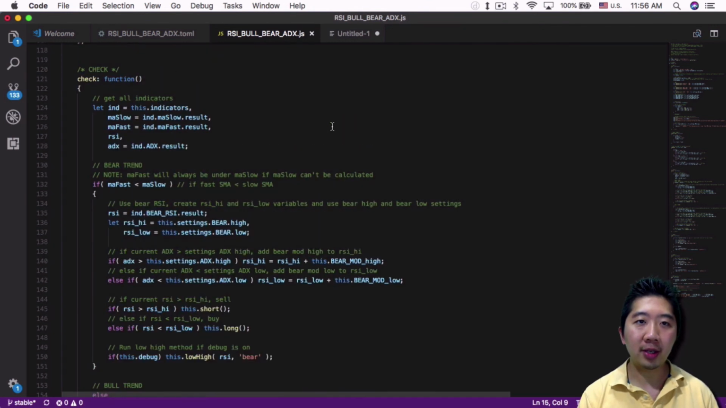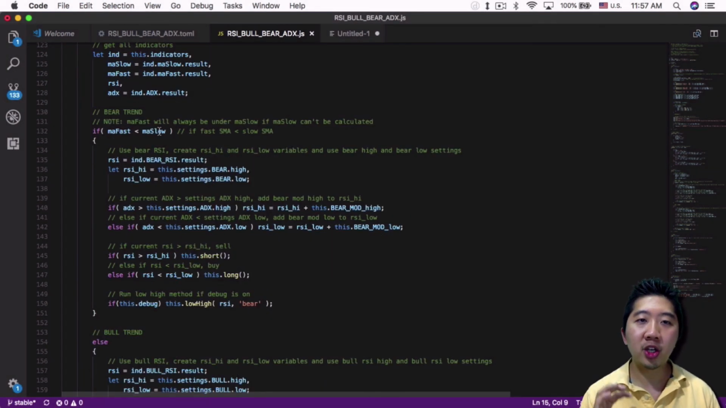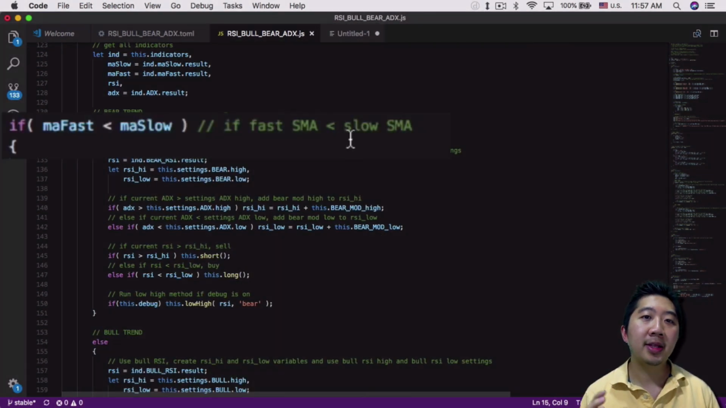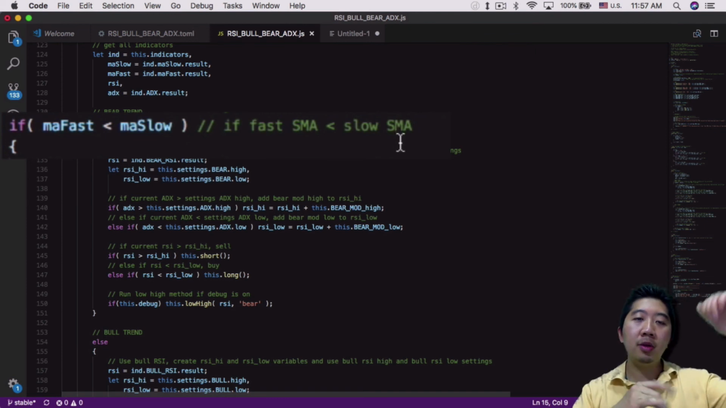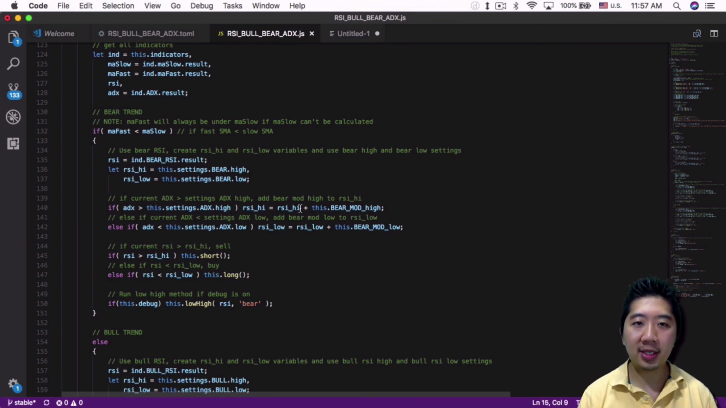In the check function here, the first thing it does is get all the indicators, right? It gets the fast moving average indicator, the slow moving average indicator, the RSI, and the ADX. The RSI is left blank, and you'll see why later. The first thing it does is check if it's a bear trend, and it says if the fast SMA is lower than the slow SMA. On the graph, you see the fast SMA coming down below the slow SMA, which is on top. That's how you see it on the graph.